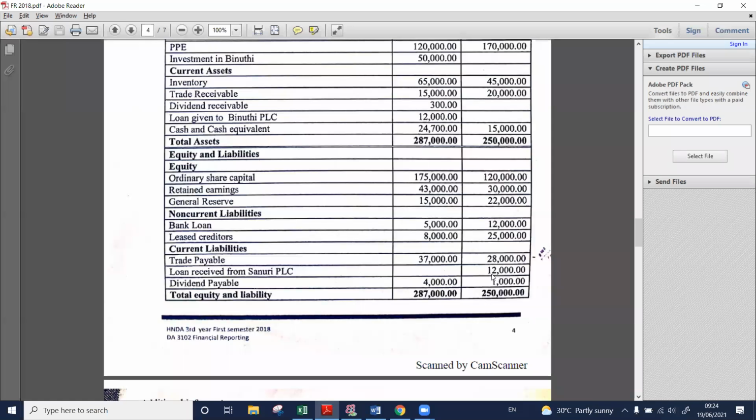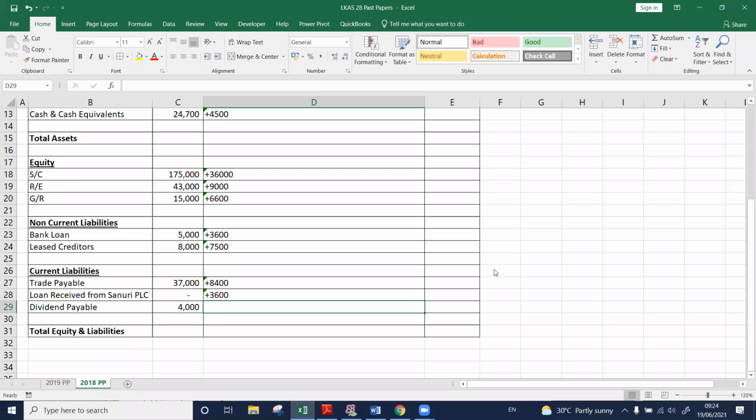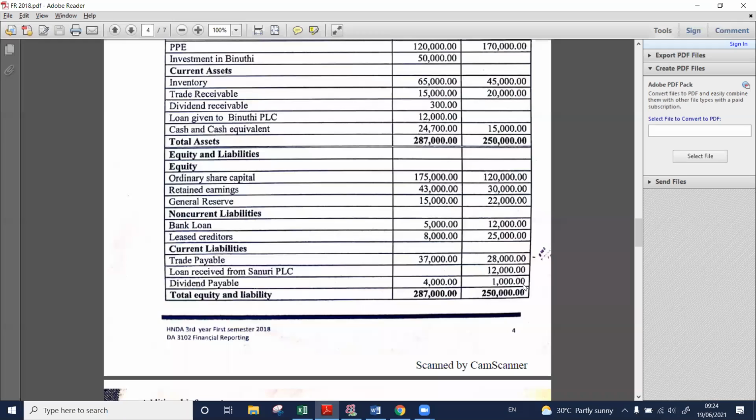Loan received from Sankri PLC, right? There is an amount worth 12,000. Out of this, 30%, 3,600. Here, 3,600. Dividend payable, 1,000 is there. 30% of it means 300.